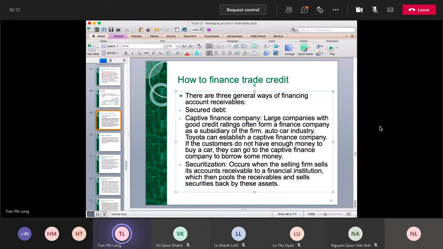So in the future, you will have to pay monthly installments to the captive finance company, not to Toyota. If Toyota uses the captive finance company, Toyota doesn't need to care about the collection process. It will make the financial situation of Toyota look very healthy.